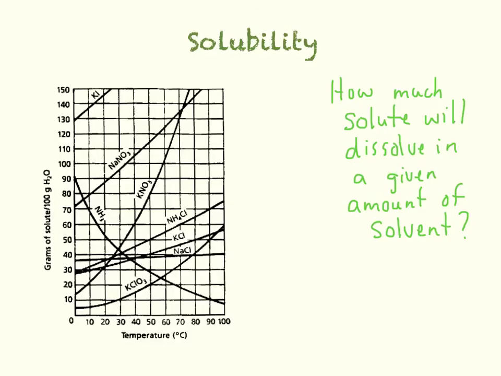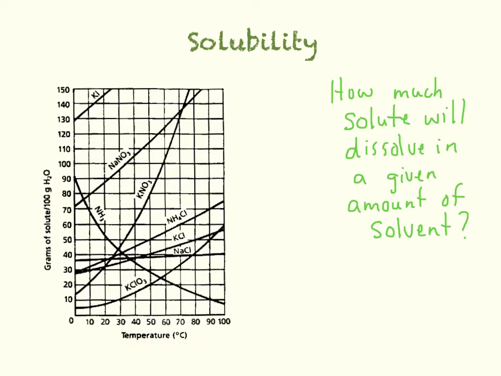An important aspect of dissolving is solubility. Solubility is how much of the solute will dissolve in a given amount of solvent. If you look at the graph that I have right here, on this side it is the grams of solute per 100 grams of water. So all of this is in 100 grams of water. It doesn't change the amount of water. And this is the temperature down here.